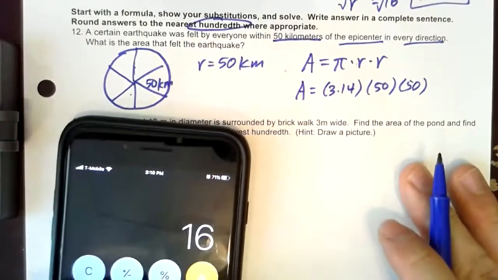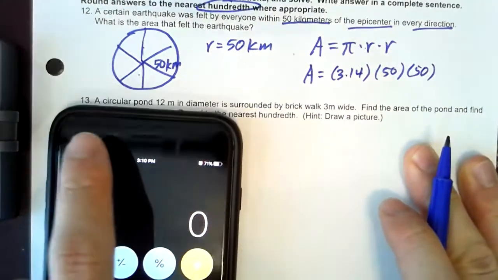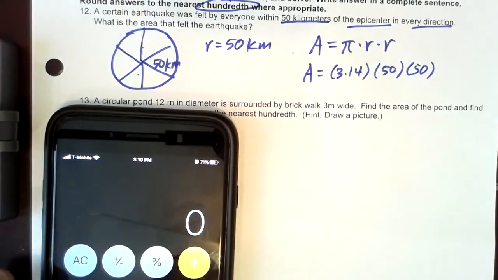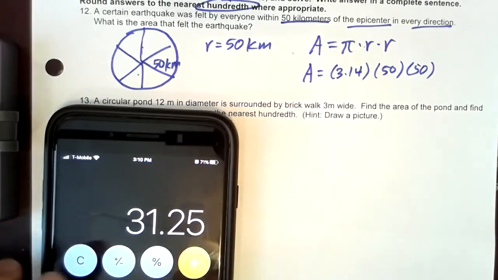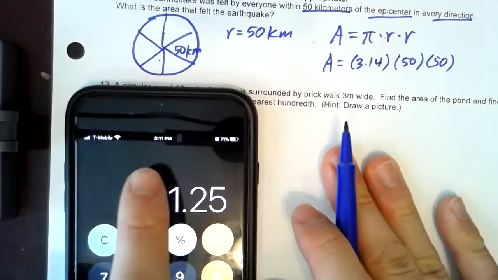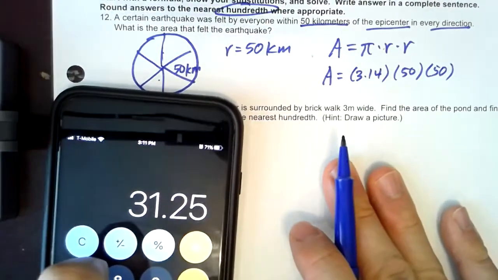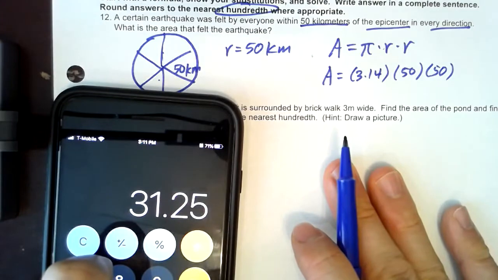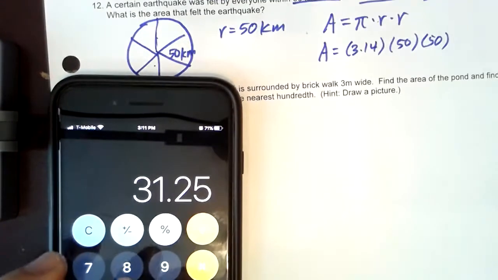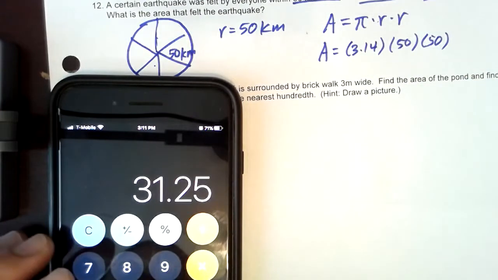It's a really, really big earthquake. But 50 kilometers is, wow. 1.6 kilometers is 1 mile. So 50 divided by 1.6 means that the radius of that earthquake was 31 miles. That's a huge earthquake. Or maybe earthquakes are usually that big. I'm not sure, actually. But let's calculate the area of this earthquake.